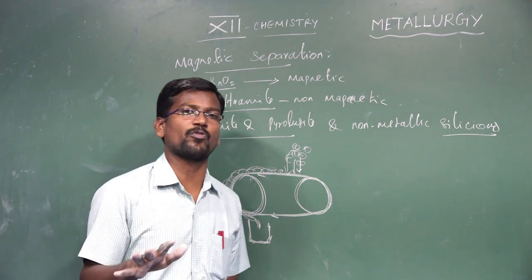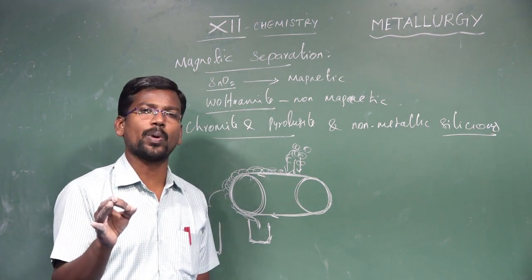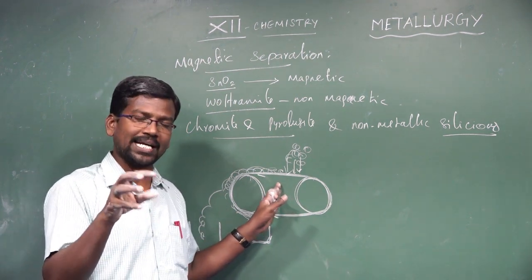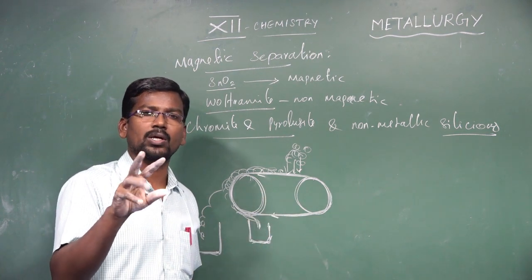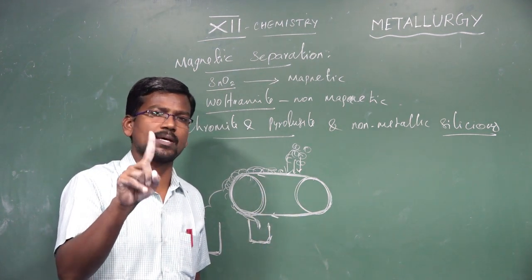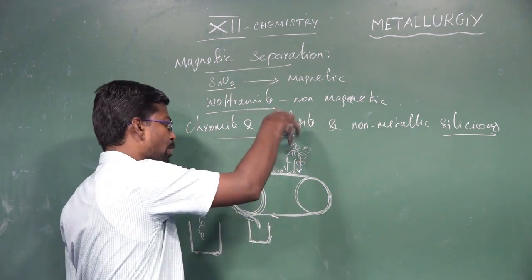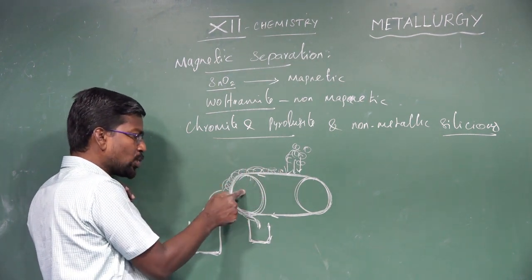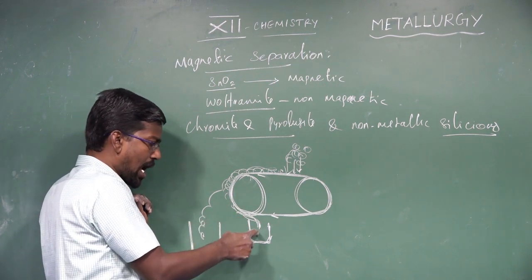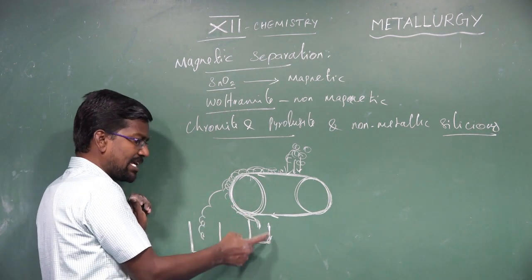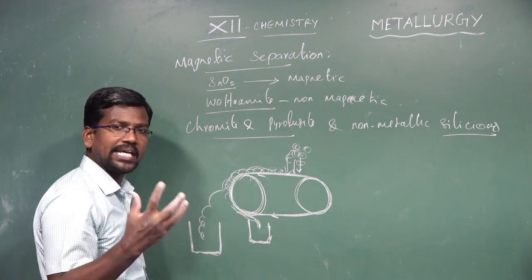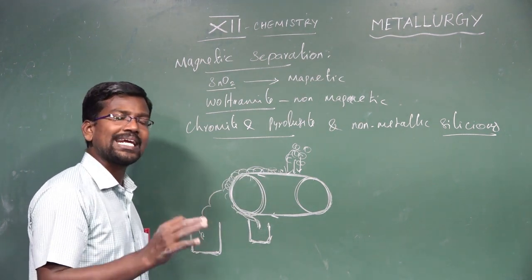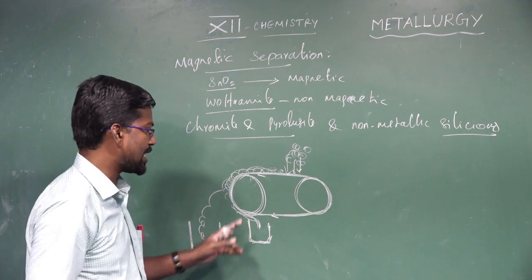The magnetic separation process is applicable for the separation of magnetic ore particles from non-magnetic impurities. The magnetic separator consists of a belt moving over two rollers, one of which is a magnet. The crushed ore particles are poured on the magnetic belt. The magnetic ore particles stick to the magnetic roller and fall on the heap placed near the magnetic roller. The non-magnetic impurities fall on another heap, placed far away from the magnetic roller.